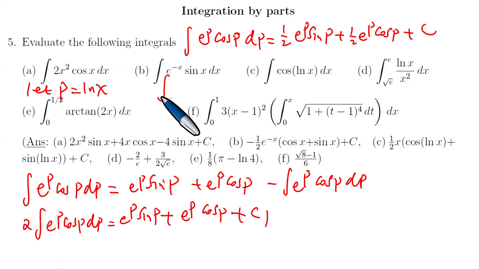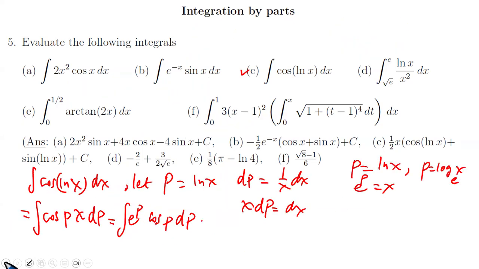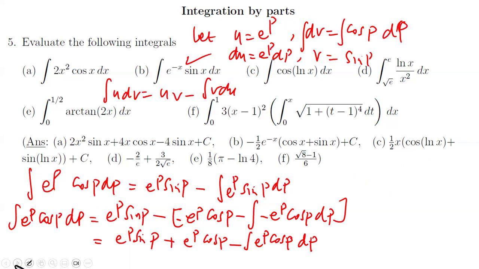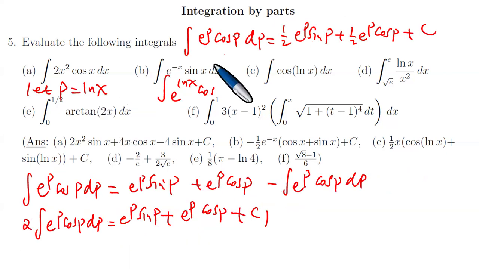So we have the integral of e to there. What is p? It is actually ln x, cosine of exactly the following. Let me just check what we got here. Okay, that's fine. So wherever there is p, we just put ln x. So this is cosine ln x, ln x dx, which is exactly cosine of ln x.